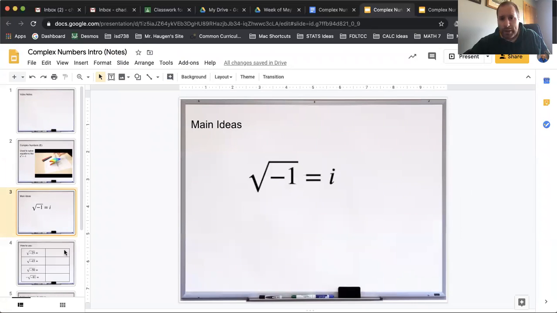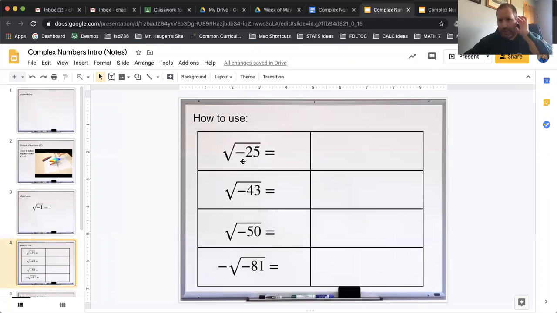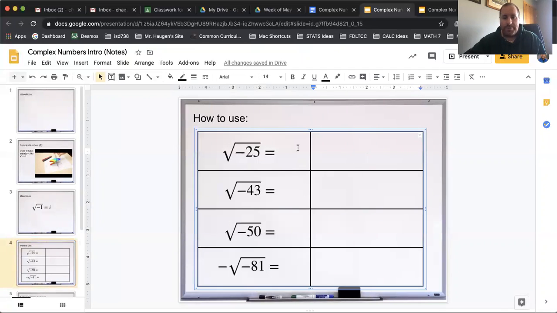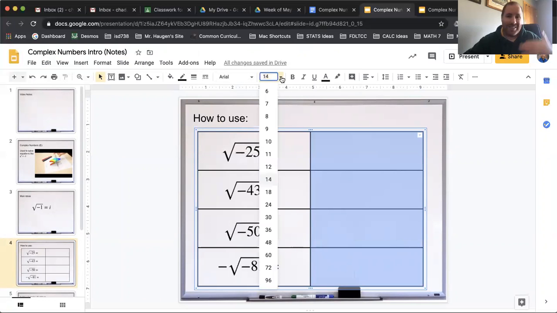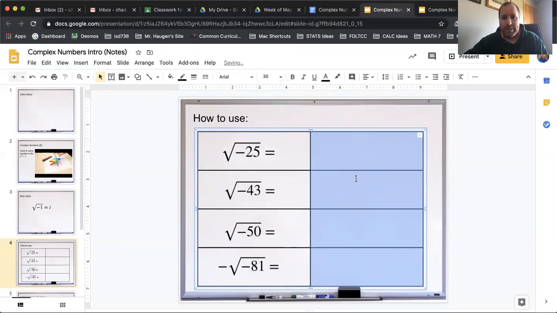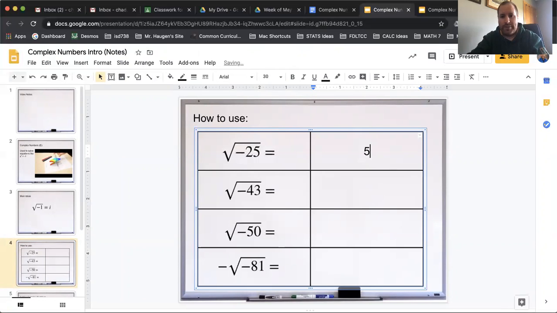And how we work with that, how we use this: any square root of any negative number is going to have an i in it. So that allows us to do the square root of -25. In that case, the square root of 25 is 5. That's not too bad to do. So then we would say this is 5i. That's all that is.